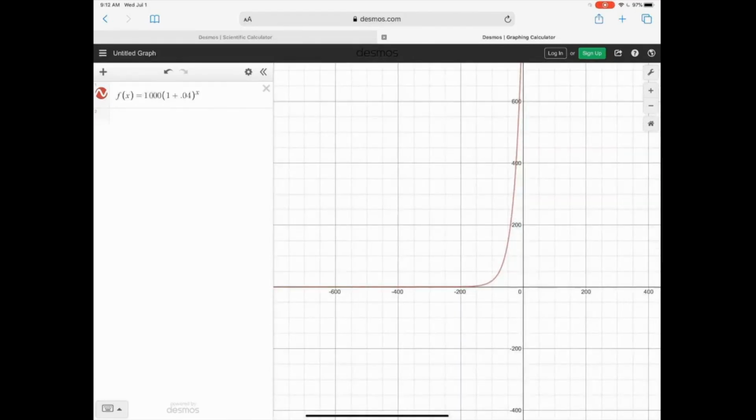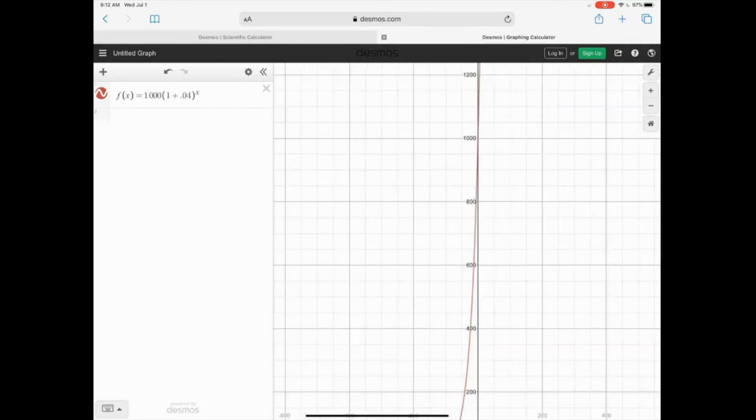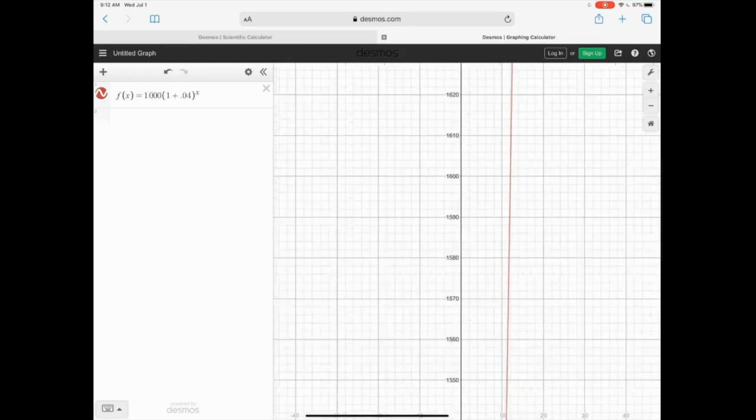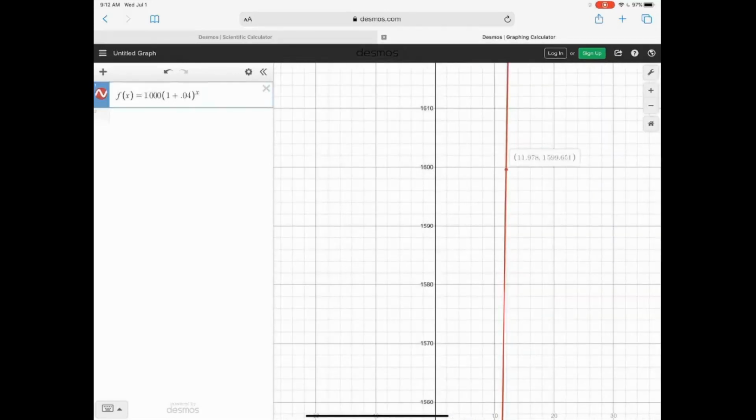This is tied into the same section because it's an exponential function. It's asking when she will have $1,600. Whenever it asks you that, look at your y-axis and go up to 1,600. Touch the point to see where it is. I would say it would take about 12 years, because that number is so close, it's 11.987. So for that one, I would just answer 12 years.